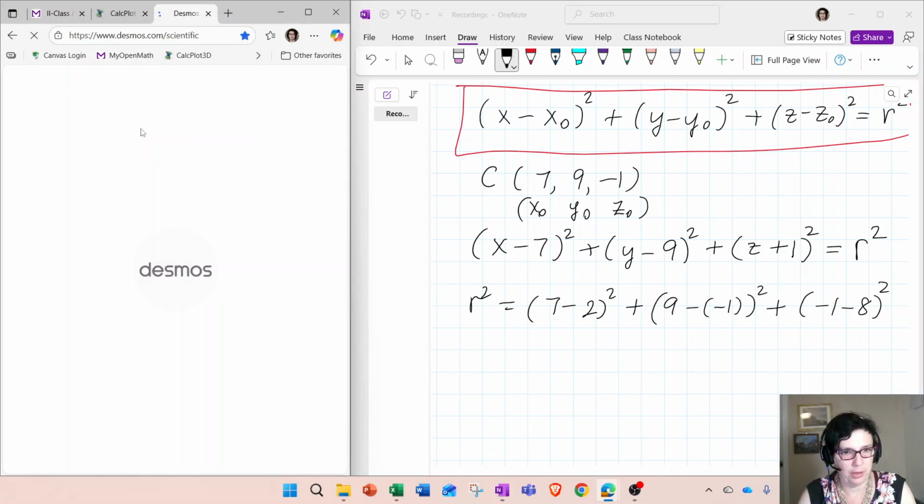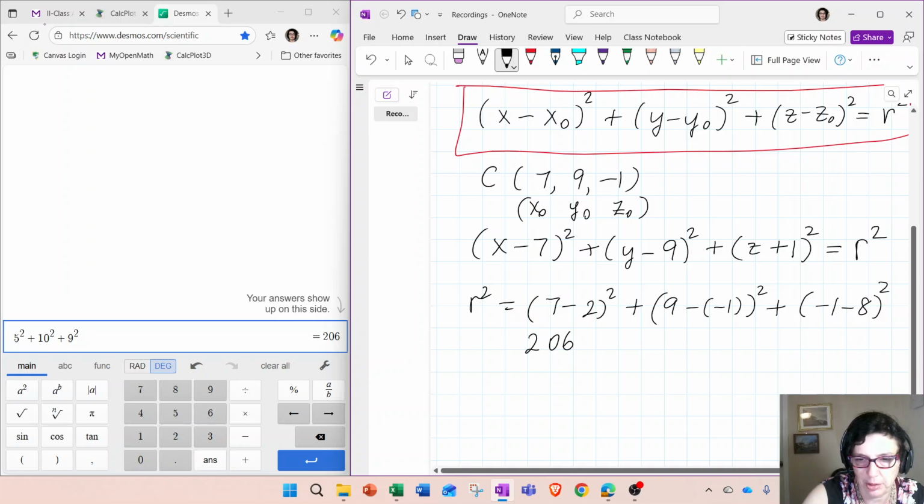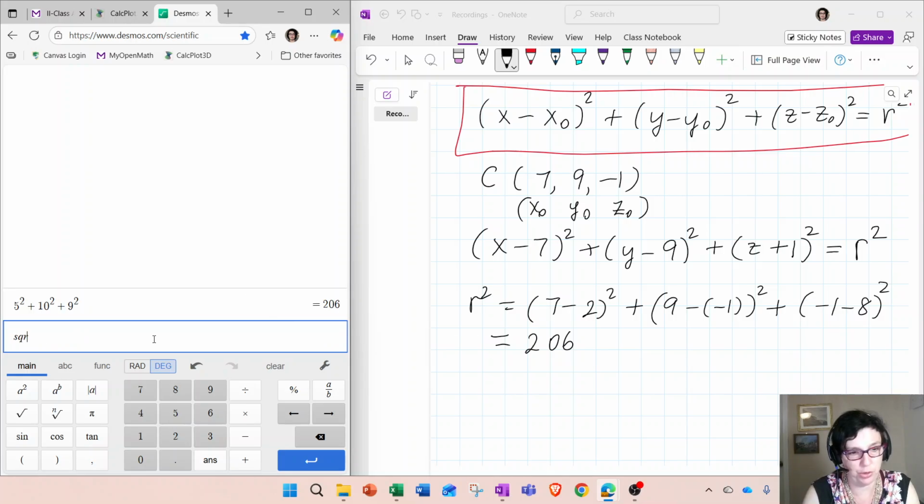Let me just get the calculator over here. So 7 minus 2, that's going to be 5 squared plus 10 squared plus, looks like 9 squared. So that's some kind of 206. So that's going to be your 206. And the radius, if they ask you, can you tell me what the radius is, that would be the square root of 206. So it's approximately 14.